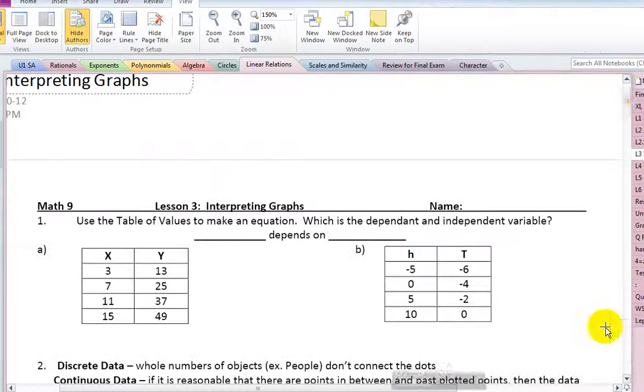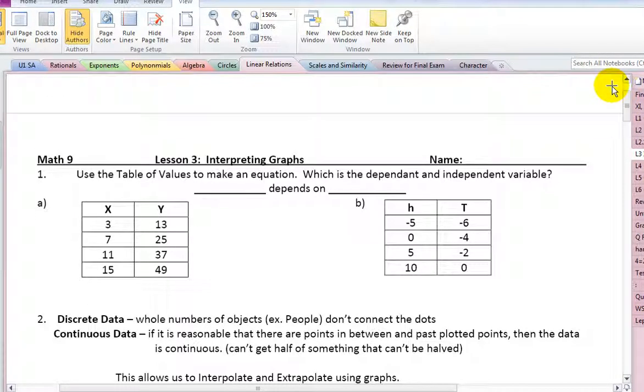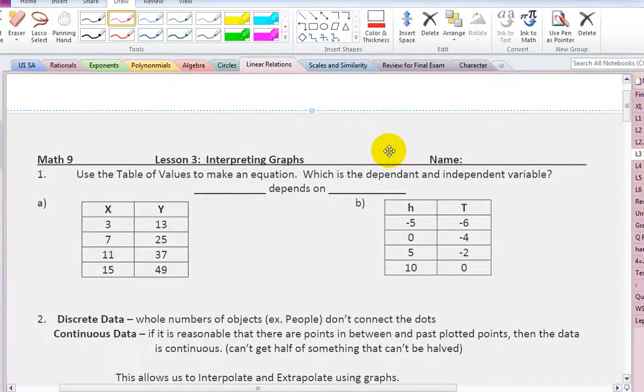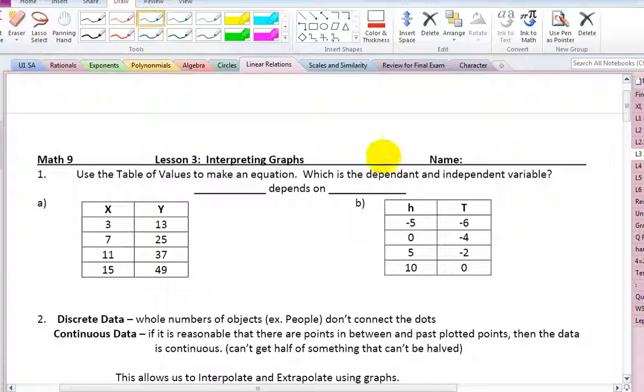Okay, so real quickly, we're going to use the table of values to make an equation, which is the dependent and independent variable. So the dependent is our y, and our independent is our x. If we're doing little axes here, this will be our independent, and this will be our dependent. This is usually what we measure, right?